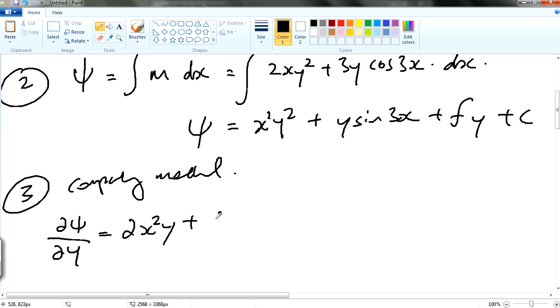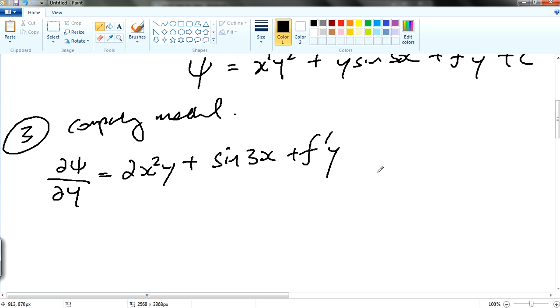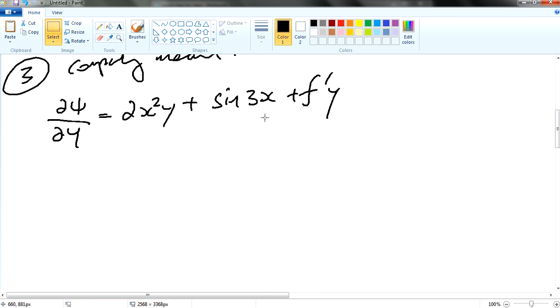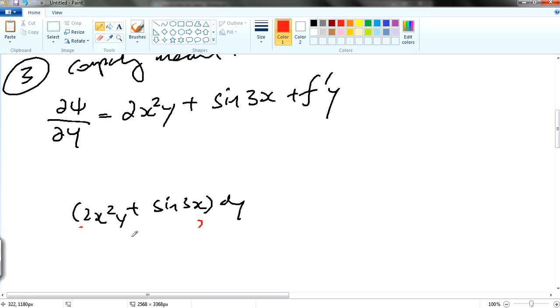So sin 3x, and then plus f prime 1, and then c you differentiate is just 0. So you eventually get this equation. So let's copy this portion. So you'll see that this is the N, right? So this is the N.